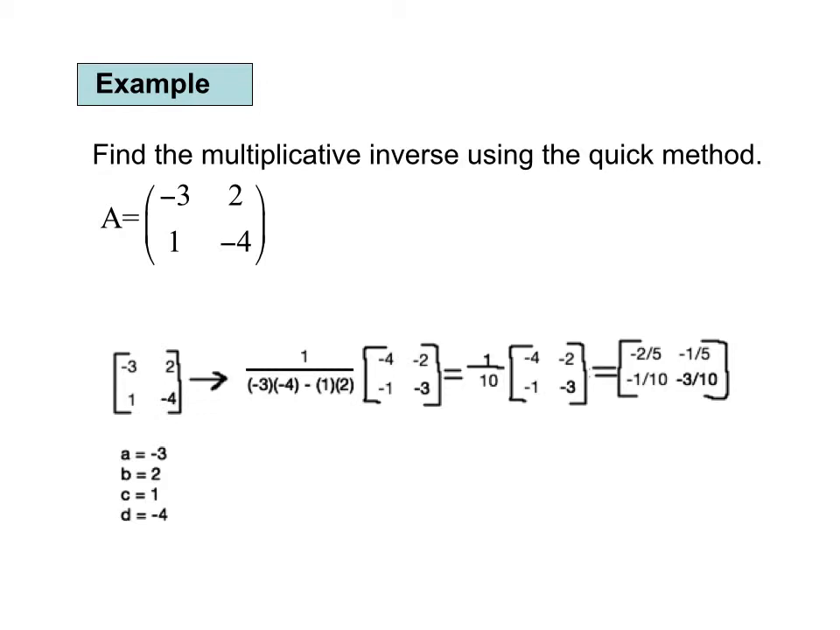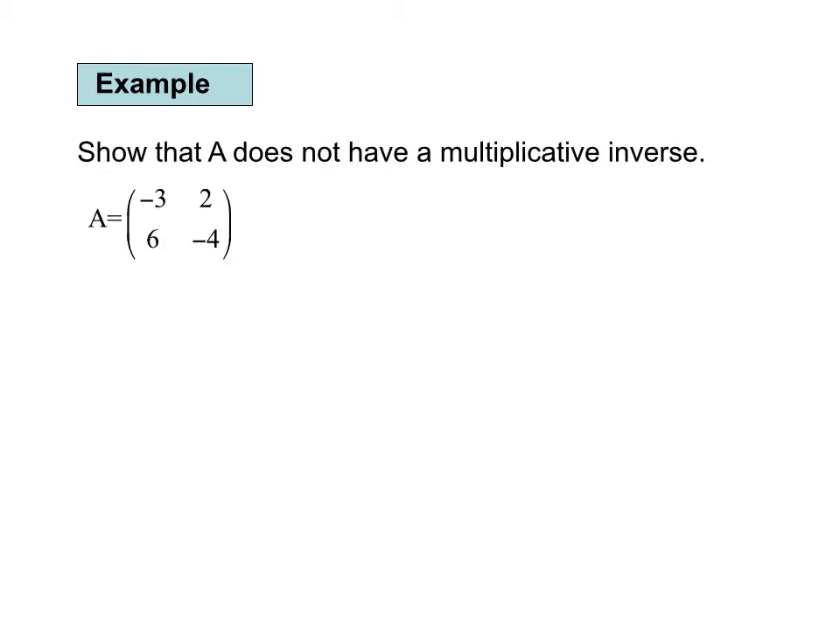Then the transformed matrix changes to be -4, -2, -1, and -3 by switching A and D and changing the sign of B and C. Okay, then all we do is multiply that scalar of 1/10 through the transformed matrix to get -2/5, -1/5, -1/10, and -3/10. That matrix is A inverse. Okay, let's look at another example.